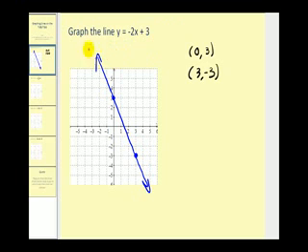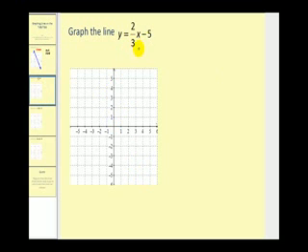Now this probably was a lot of work to graph this line because it is in slope-intercept form, meaning the y-intercept is positive 3 as we see here. The slope is negative 2 or negative 2 over 1. So from here we'd go down 2 and right 1. And of course we'd have the same line. Let's go ahead and try another one.